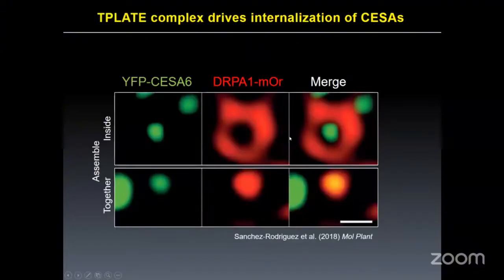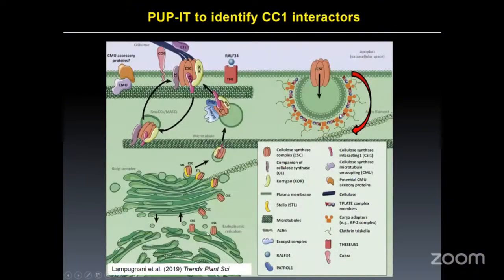Through quite high-end super-resolution microscopy with a spinning disk, we can actually show that this TPLATE complex with this additional component surrounds the CESA complex when it's internalized in a plant cell. So we can identify components that are associated with the CESA complex when it's becoming internalized into plant cells.